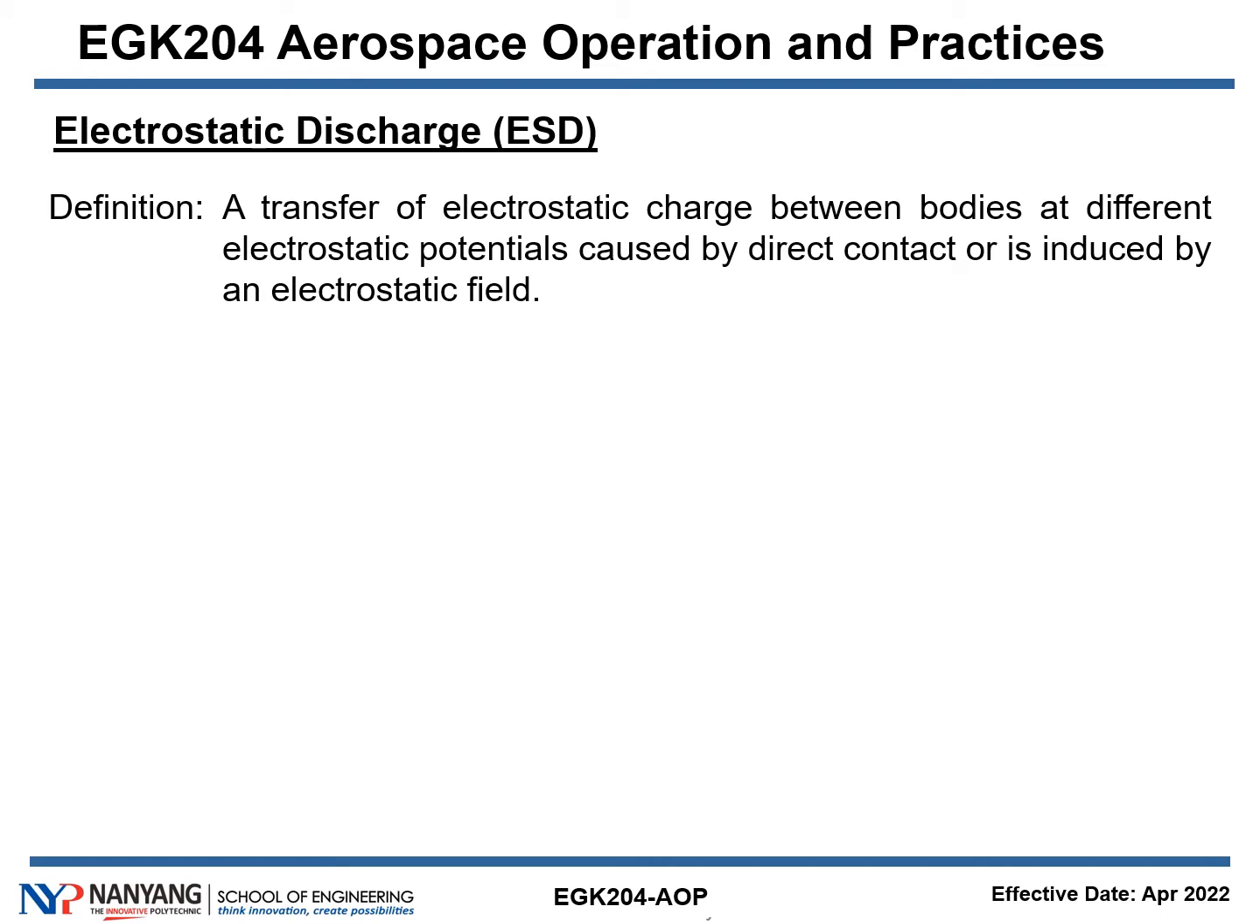Now after knowing what electrostatic charge is, we want to know what electrostatic discharge is, which we commonly know as ESD. So what is it all about? This discharge is the transfer of electrostatic charge, of the two types we have just learned, between bodies at different electrostatic potentials, caused by direct contact or induced by an electrostatic field. It occurs in three different manners.